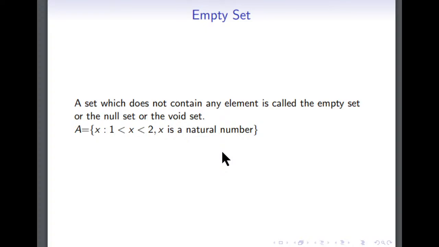Set A contains x such that x is greater than 1 and x is less than 2, means all numbers between 1 and 2. And then I give another condition, x is a natural number. Is there any natural number which can lie between 1 and 2? This is not possible. So this type of set is empty set.